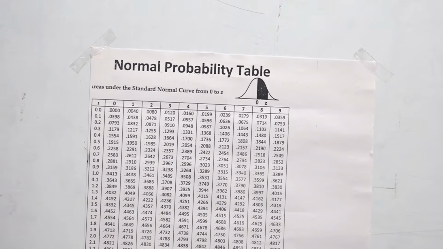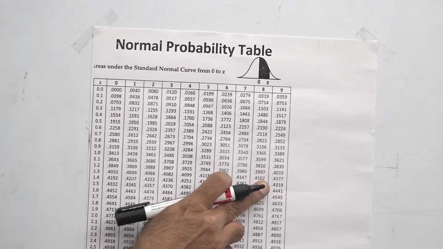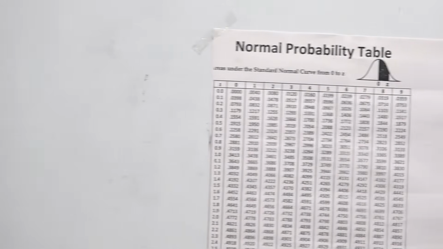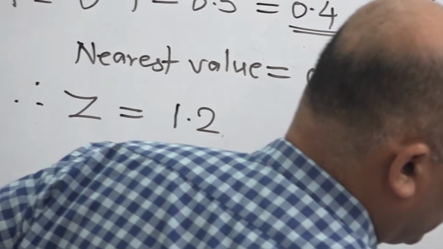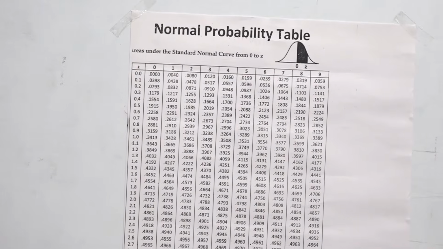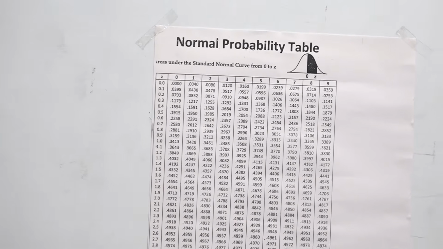Now from this area we will get the Z value. For this 0.4015, you see it is in the line of 1.2, so our Z is 1.2, and the column number for 0.4015 is 9. So our Z value is 1.29. This is how we get the Z value in the reverse way.